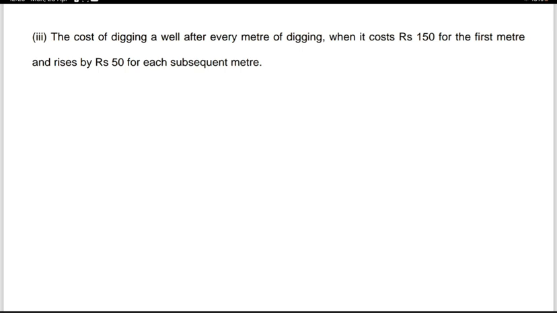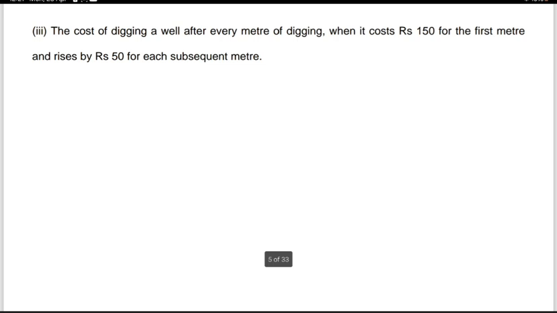Okay, I will explain it. For the first meter of digging, it costs rupees 150, and if you go for the second meter, it costs an extra 50, that is 150 plus 50 is 200. The cost of digging the second meter is 200. For the third meter, it again rises by 50 rupees, 200 plus 50 is 250. For each subsequent meter the extra charge is 50 rupees.